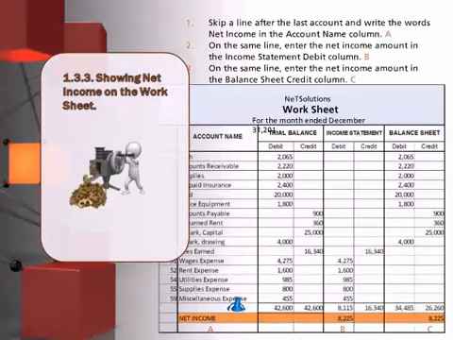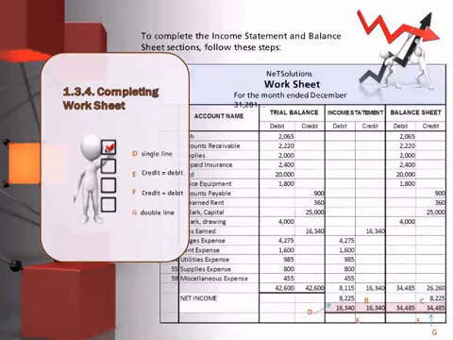Follow these steps. Step A. Skip a line after the last account and write the words net income in the account name column. Step B. On the same line, enter the net income amount in the income statement debit column. Step C. On the same line, enter the net income amount in the balance sheet credit column.